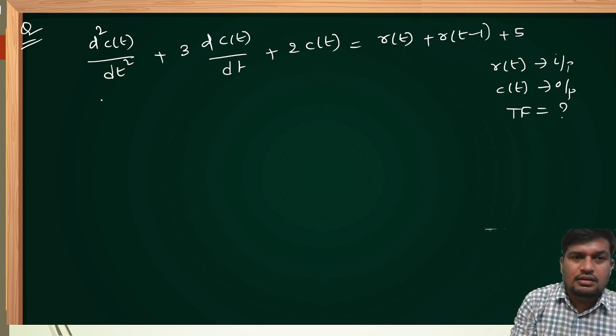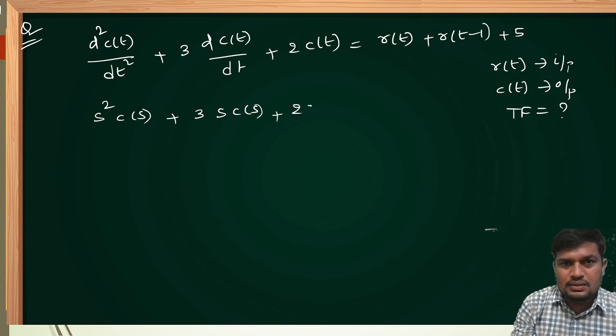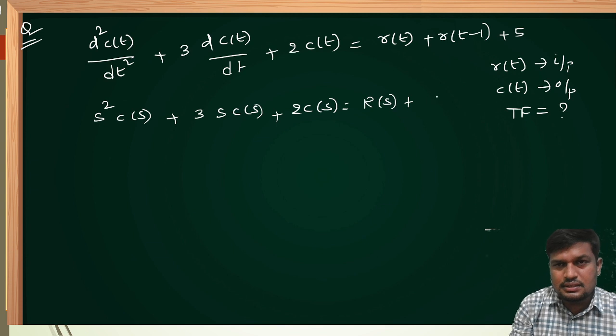Dear friends, Laplace of d square c of t by dt square is s square into C of s, plus 3 into s into C of s, plus 2 C of s, is equal to Laplace of r of t, R of s, plus e power minus s into R of s.